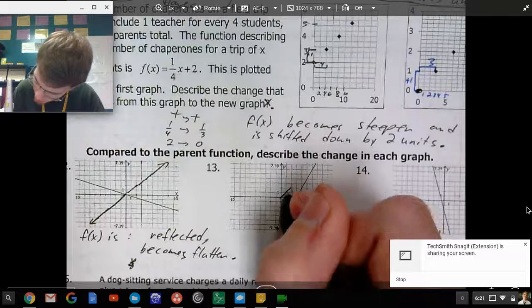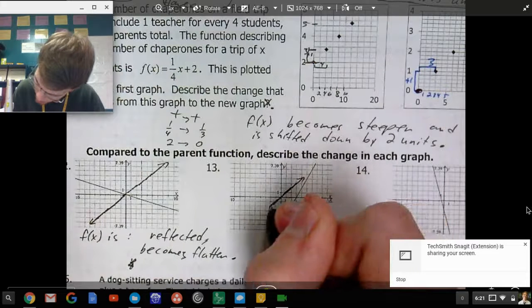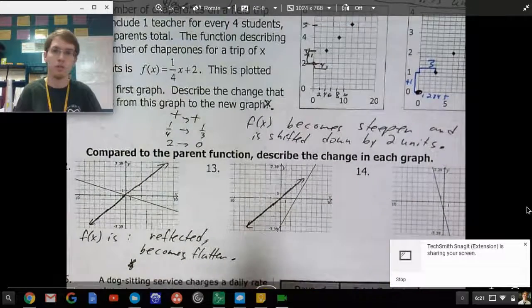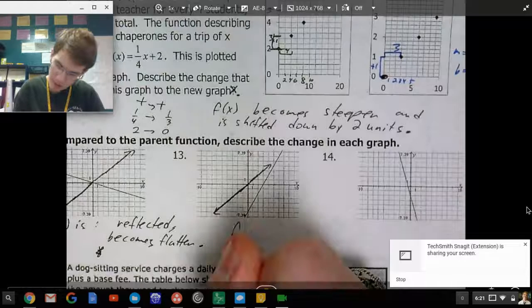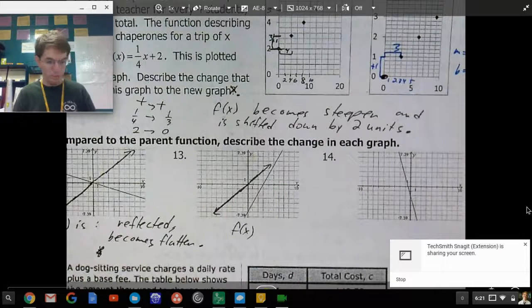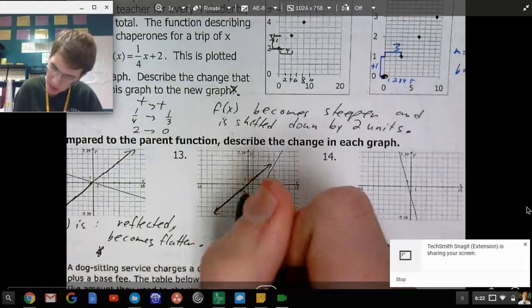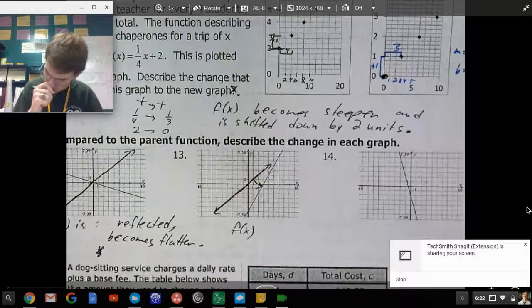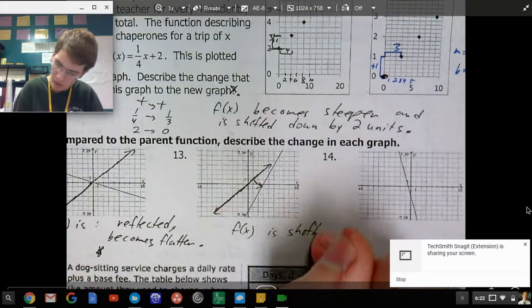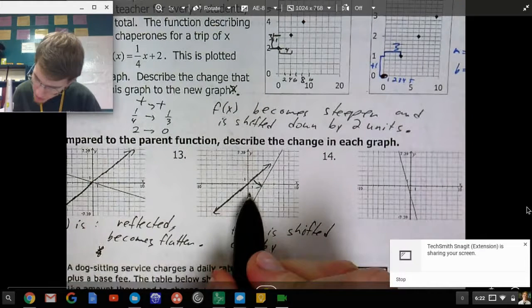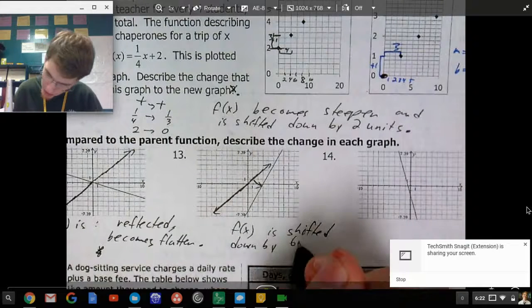13. I always like to draw my parent function in here. Goes through the origin and has a slope of 1. So it goes up 1 over 1, up 1 over 1. Well, let's see. First thing I notice is that it's actually been shifted. Now, I'm not doing my little chart here, so bear with me. So here's our starting place, we're going from here to here. That is shifted down by 2, 3, 4, 5, 6. 6 units.